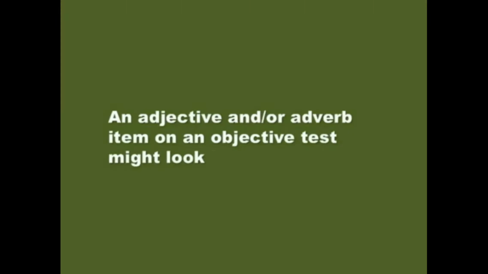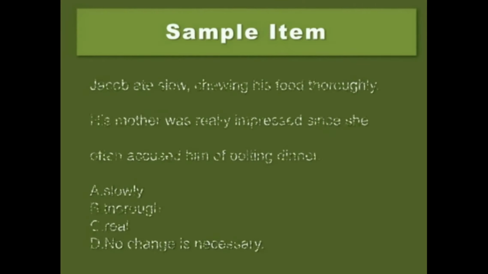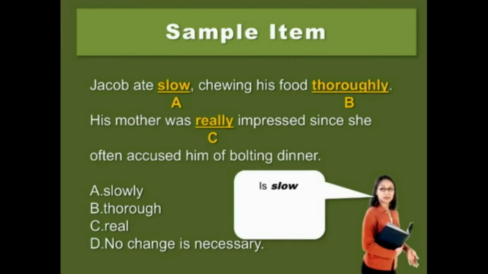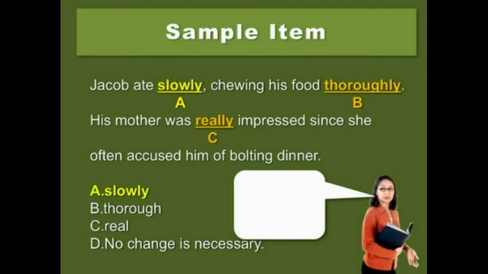An adjective or adverb item on an objective test might look like this. Jacob ate slow, chewing his food thoroughly. His mother was really impressed since she often accused him of bolting dinner. Should we change slow for slowly, thoroughly for thorough, really for real? Or are these sentences correct and no change is necessary? You should exchange A, slow, for slowly.